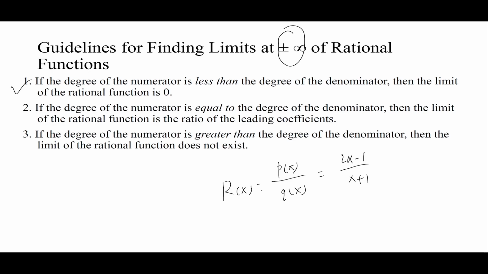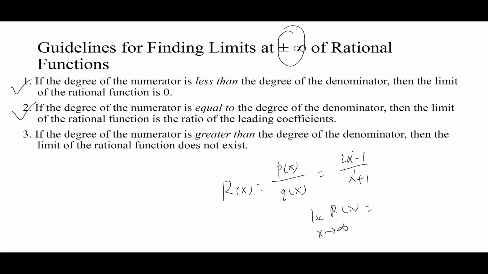Here the degree on the top is 1, the degree on the bottom is 1, so that's not the case we can apply here. But if you go to number 2, if the degree of the numerator is equal to the degree of the denominator, then the limit of the rational function is the ratio of the leading coefficients. So what is the limit of this rational function when x approaches infinity?